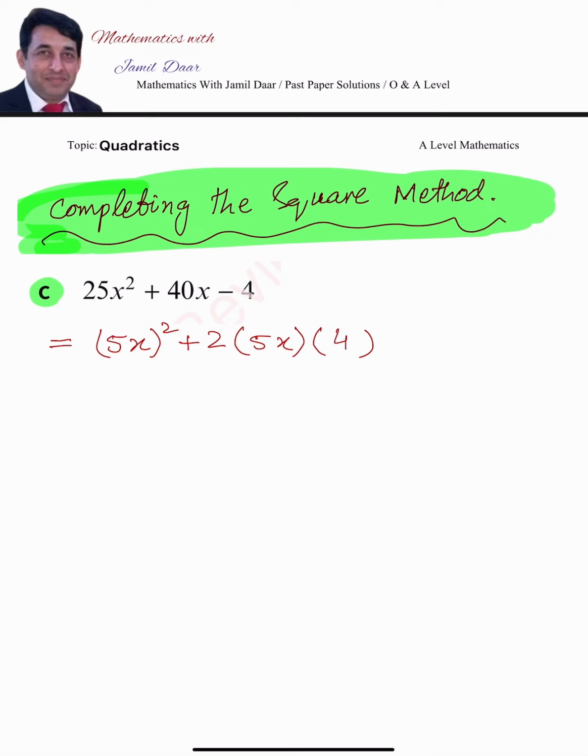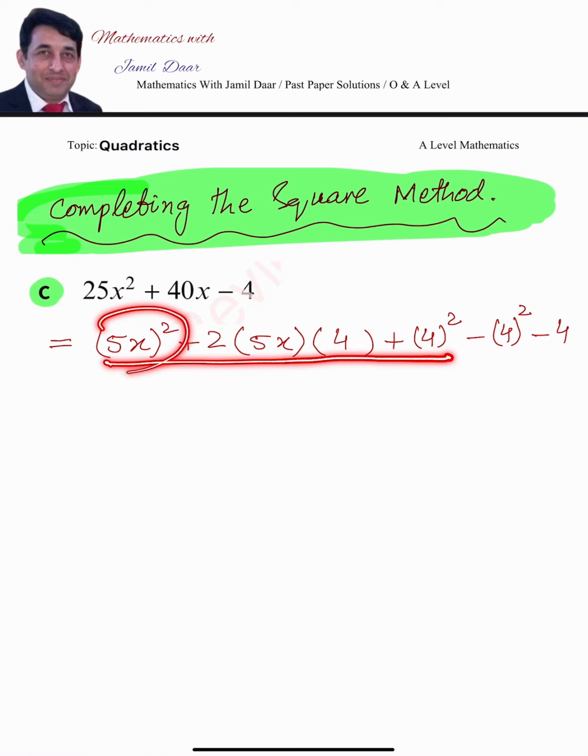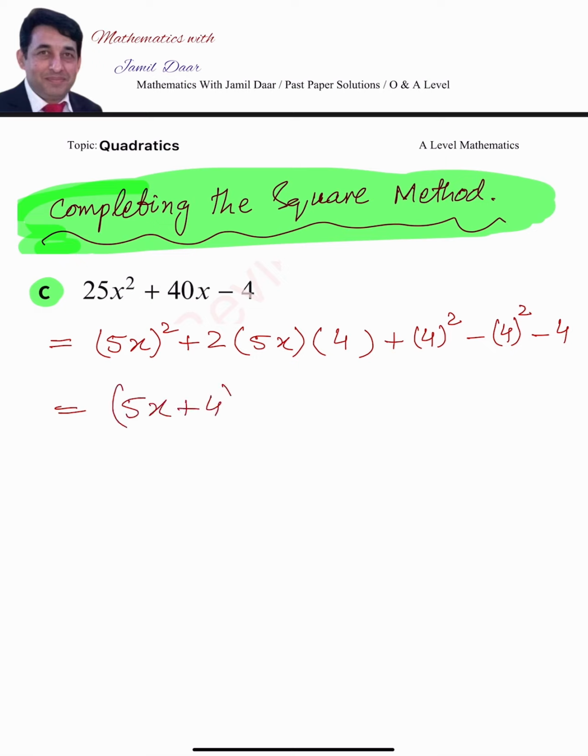Now this is a square plus 2ab, so b square should be added to make it a perfect square. So this will become 4 square as we have added. So we'll subtract as well, subtract 4 square, and at the last minus 4 was already there, so we'll write it minus 4. So from here to here, this will become a square plus 2ab plus b square, and this will become a plus b whole square, where a is 5x and b is 4, so 5x plus 4 whole square.